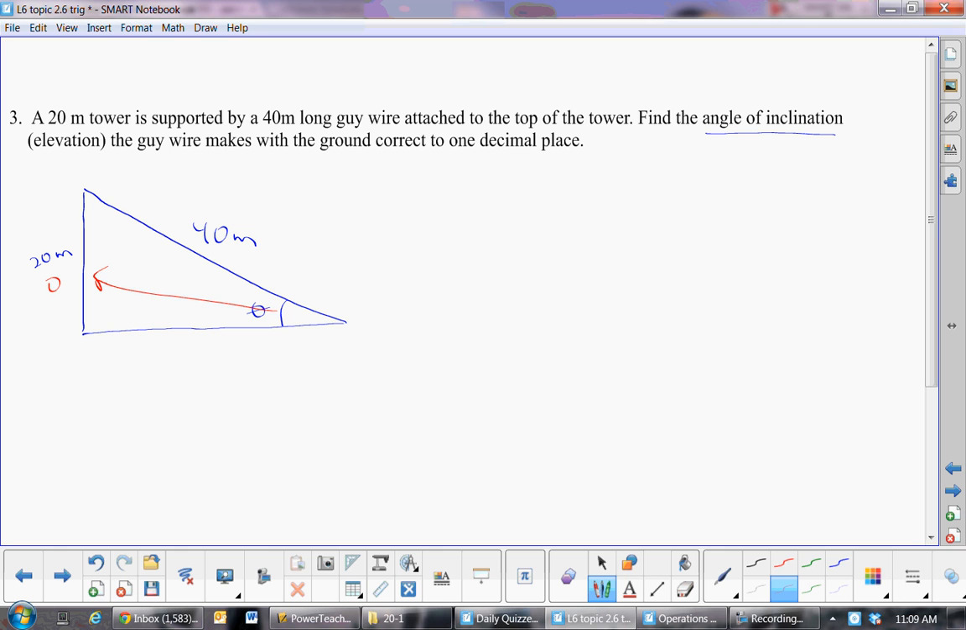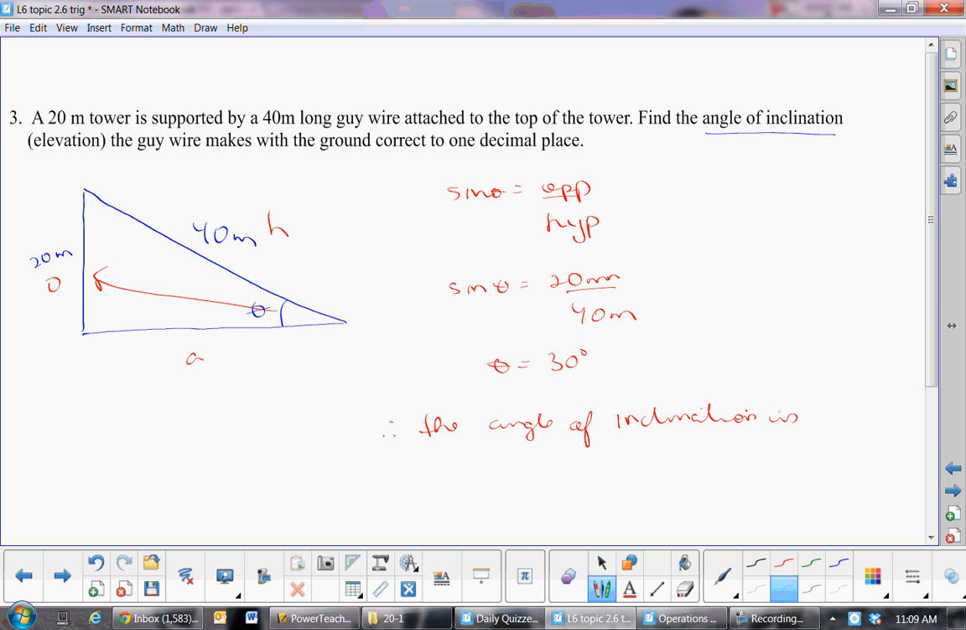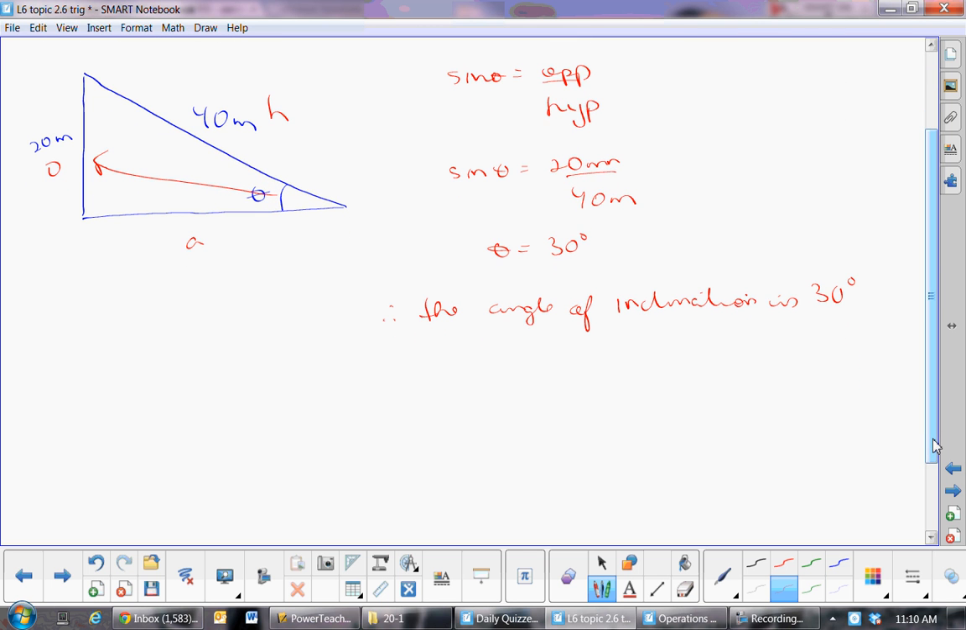I am going to label opposite, adjacent, hypotenuse. Therefore, which one should I use? Right, sine theta equals opposite over hypotenuse. Sine theta equals 20 meters over 40 meters. What does theta equal? 30 degrees, good. So therefore, the angle of inclination is 30 degrees. Okay? So you guys could have done this one, obviously without this lesson.